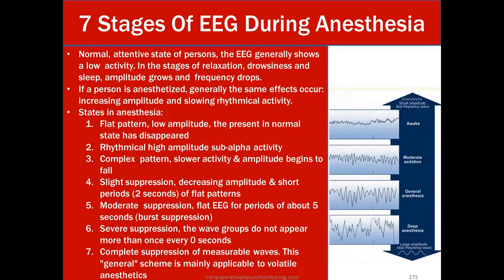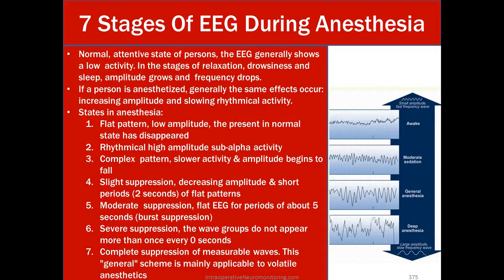Seven stages of EEG during anesthesia. Normal attentive state of person: the EEG generally shows low amplitude activity. In these states of relaxation, drowsiness, and sleep, amplitude grows and frequency drops. If a person is anesthetized, generally the same effect occurs, an increase in amplitude and slowing rhythmic activity. States of the anesthesia: first is a flat pattern, low amplitude. The present and normal state has disappeared.